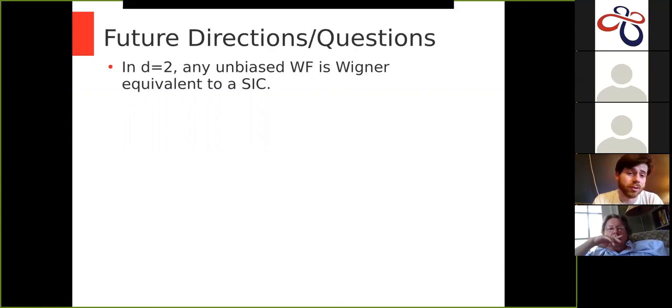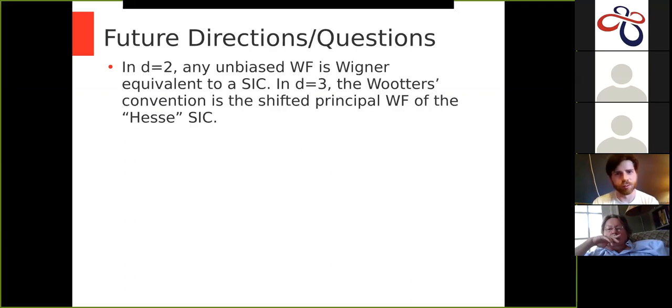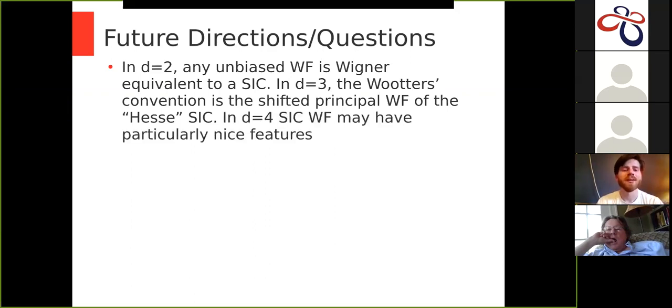So in dimension two, any unbiased Wigner function by definition is Wigner equivalent to a SIC, because SICs are just the regular tetrahedron. There's not a lot of room for there to be nice regular structures in dimension two. In dimension three, Wootters' convention, the original one, is actually the shifted principal Wigner function of another SIC called the Hesse SIC, which is a very special SIC in dimension three. So, you're starting to see a theme probably that you start a problem and then you look for SICs to be optimal because they so often are.